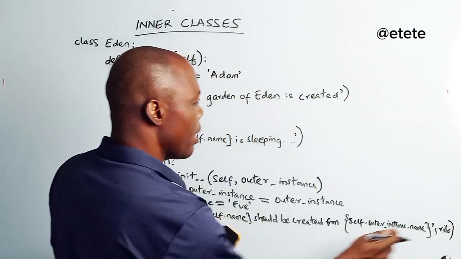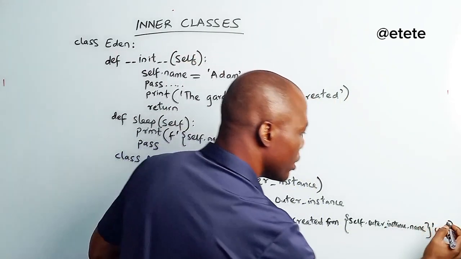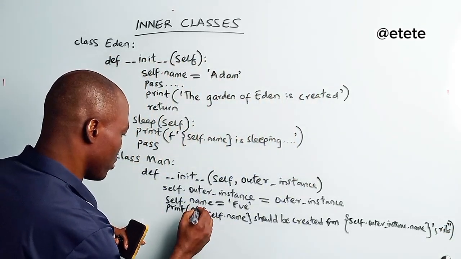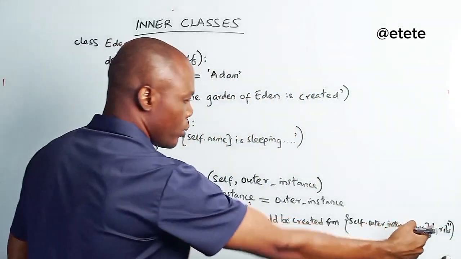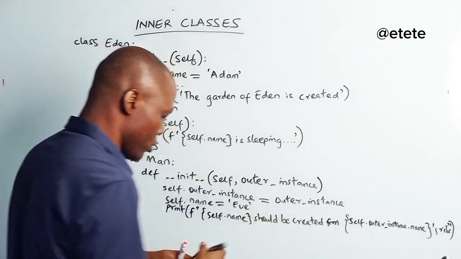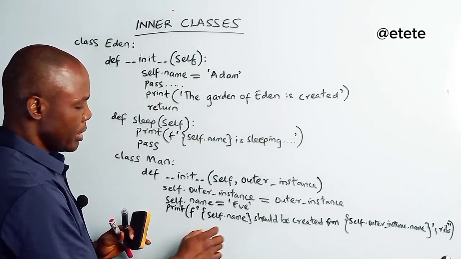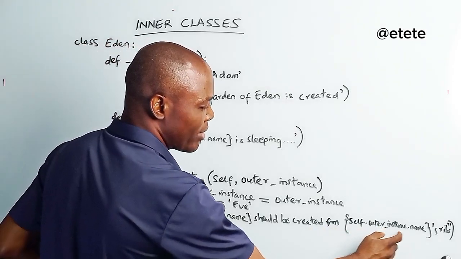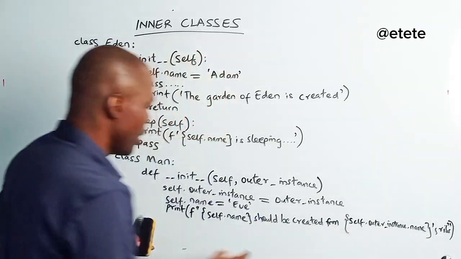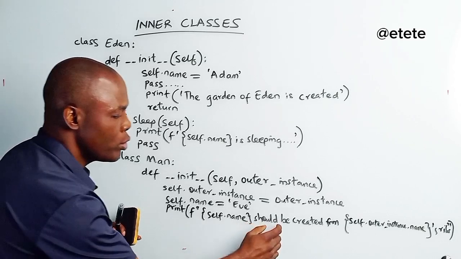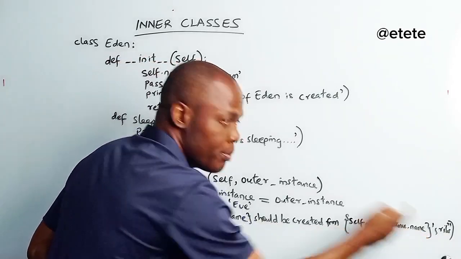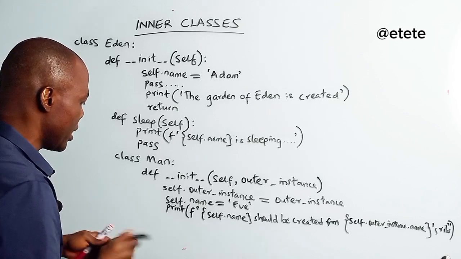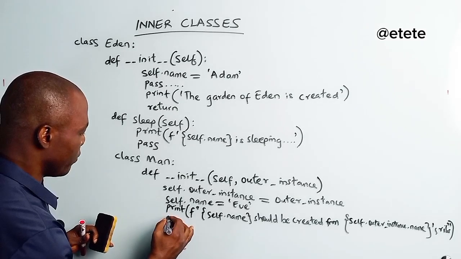So now, because of this single quote, I am going to change this place to double quote and change this one to double quote, right? Because of this single quote. Now, this is self.name should be created from self.outer_instance.name's ribs. So this one will give me "it should be created from Adam's ribs." That is what this is going to give me. So I have gotten this here. Then I will now give you return.